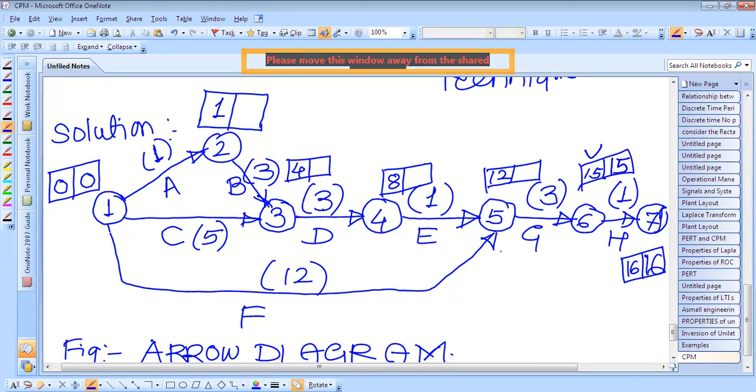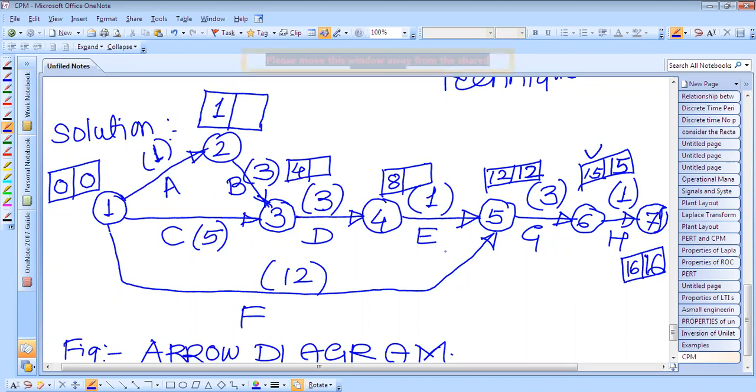We are moving backwards. So again, for F activity, that is activity 1-5, what is the LFT for this activity? So total time minus the duration of this next activity. Total time here is 16 minus 15, and therefore minus 3. So here it will be 12.